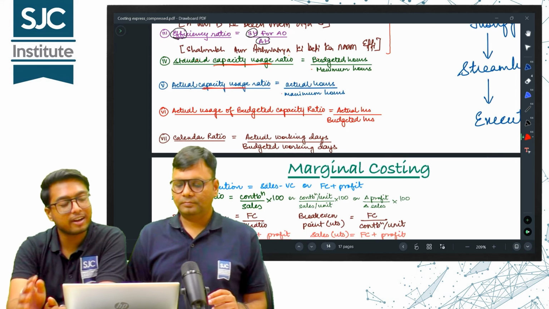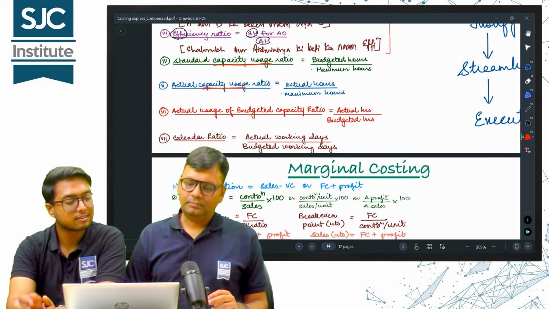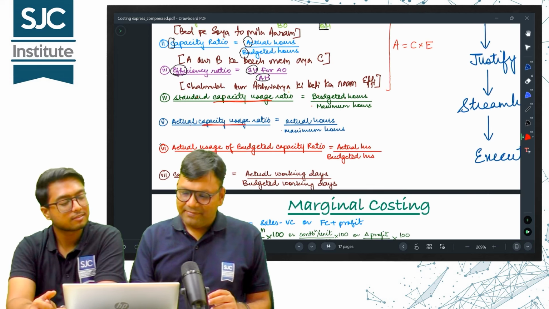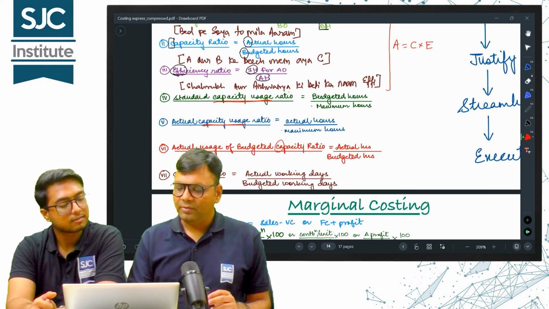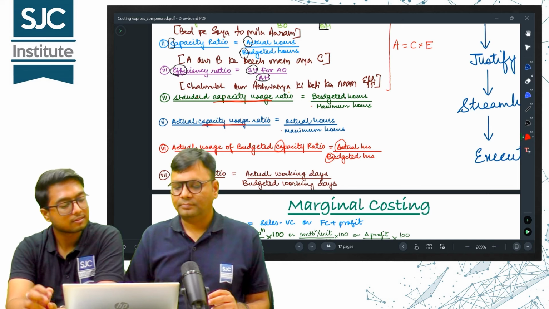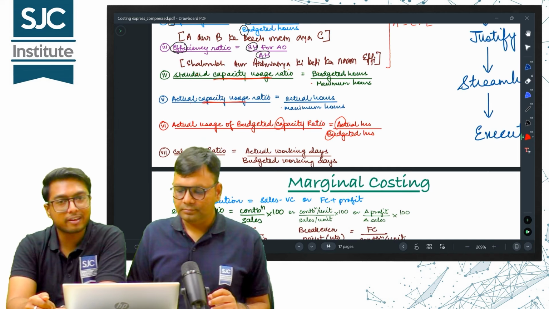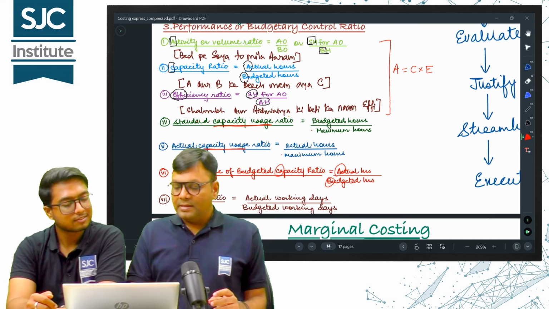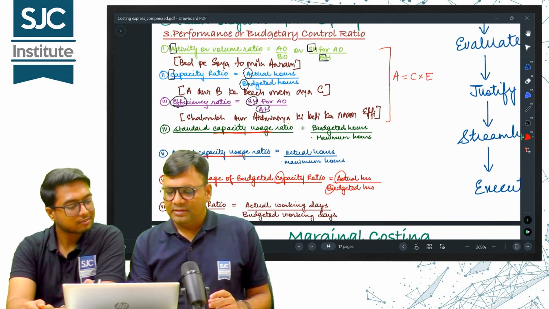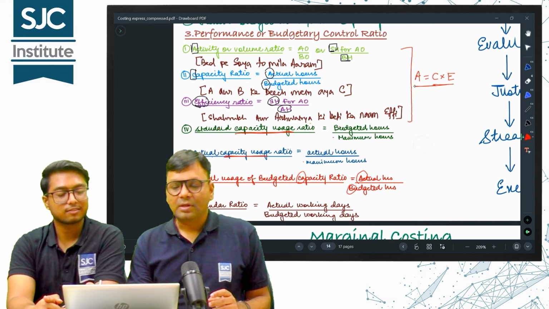Actual usage of budgeted capacity ratio, that is actual hours upon budgeted hours. This is same as the previous capacity ratio. A और B के बीच में आया C. If you see, A और B के बीच में आया C. Next, calendar ratio, that is actual working days divided by budgeted working days. Very nice.